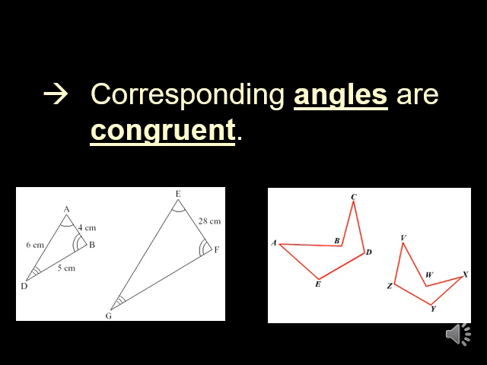So the first thing that has to happen when you have similar shapes is that corresponding angles have to be congruent. In the picture on the left, you can see that all three possible pairs of angles are marked the same, and that's how I know that we have congruent angles. Since all three are the same, this is going to be similar shapes. On the right, if these were similar, I would know automatically that angle A and angle V would be the same, so are angle B and angle W, C and X, D and Y, and angle E and angle Z would also have to be congruent.